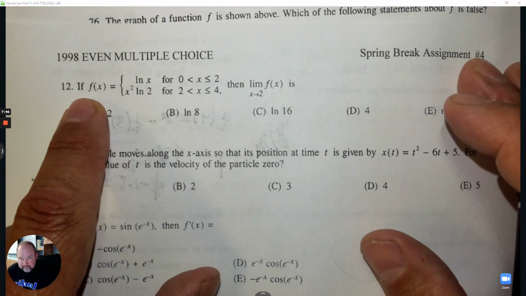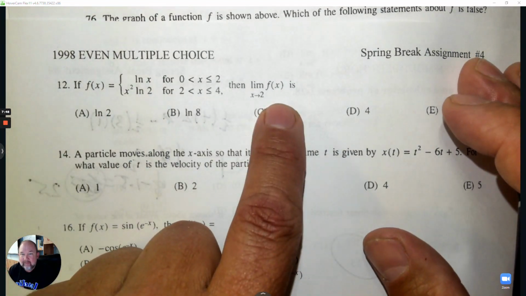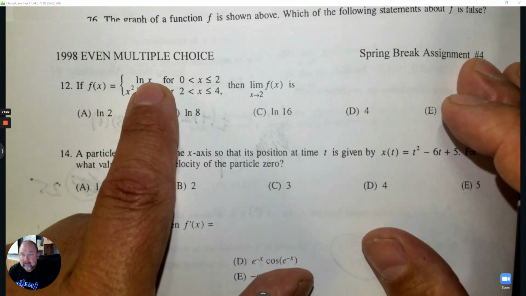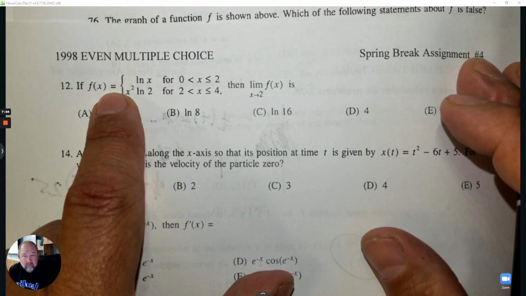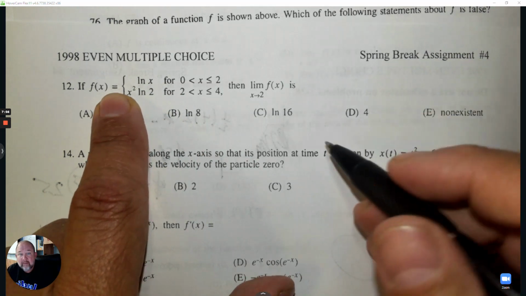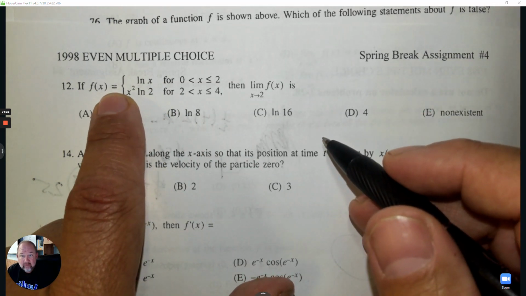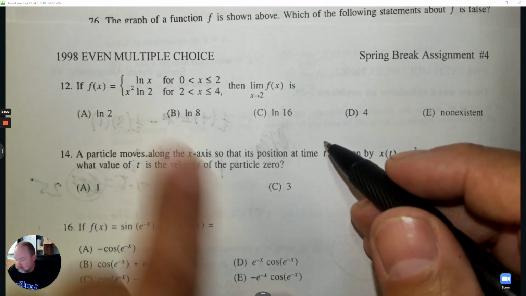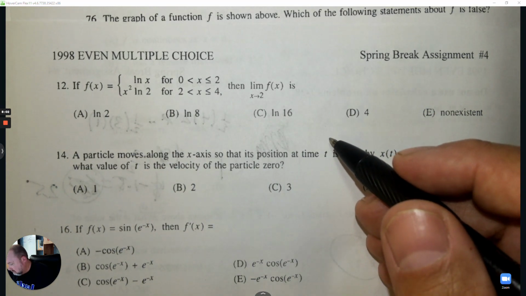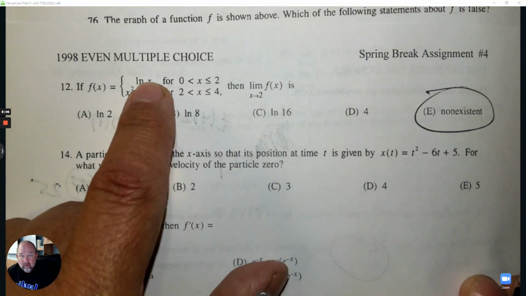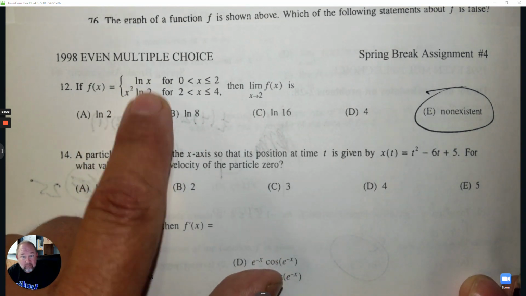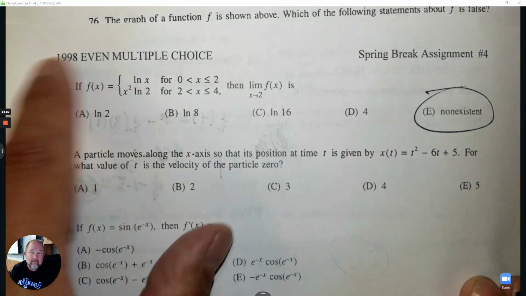Number 12. Find the limit at 2. So if I plug in 2 here, I get ln 2. If I plug in 2 here, because it's got to be the same in both directions, I get 4 ln 2. So it doesn't exist, because one gives me ln 2 and the other gives me 4 ln 2. They're not equal to each other, so the left has to equal the right, so therefore it doesn't exist.